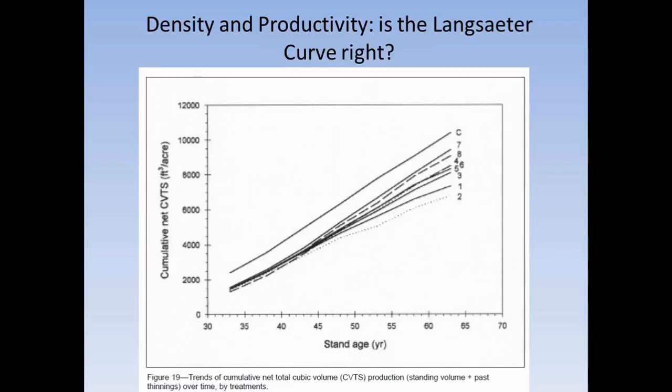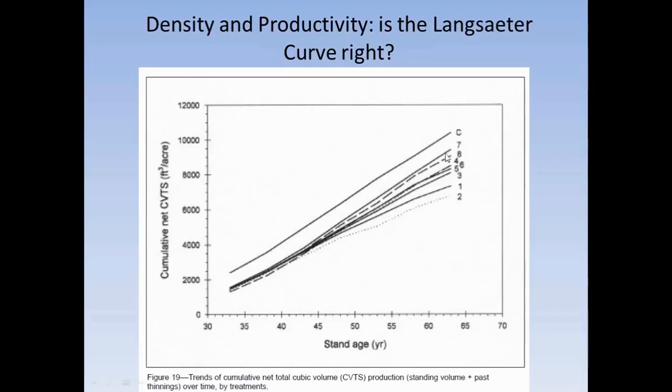over time. And one of the interesting things I've found out of the study is that the control line, the unthinned line, has always had higher productivity than any of the thinning regimes. And this one includes both standing volume and past thinning, so the cumulative productivity. So the unthinned stand has always had the highest productivity. So basically, in terms of the Langsaeter curve, it keeps going up. As far as we've seen, as density increases, our cumulative productivity in terms of wood growth also increases.